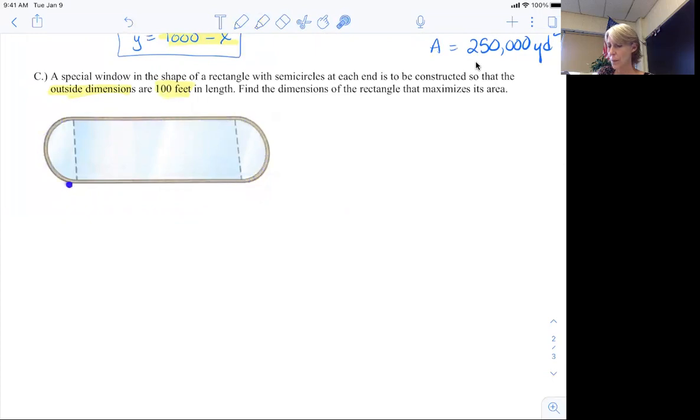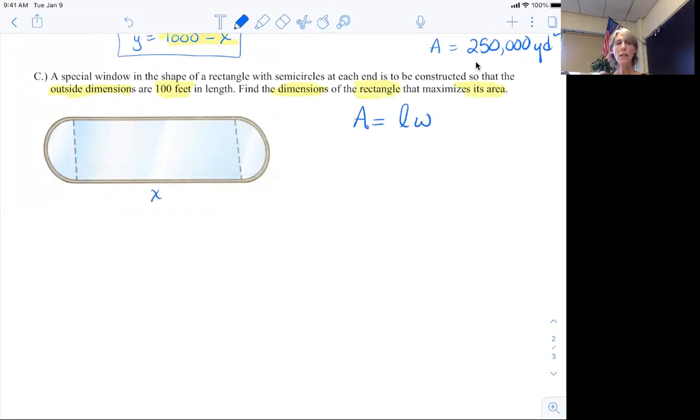my perimeter. Find the dimensions of the rectangle that maximize its area. So huge, most important, I have to come up with, now notice it doesn't say in the question, come up with a function. You have to know to come up with that function on your own. Now I'm going to go back to my picture for a second.